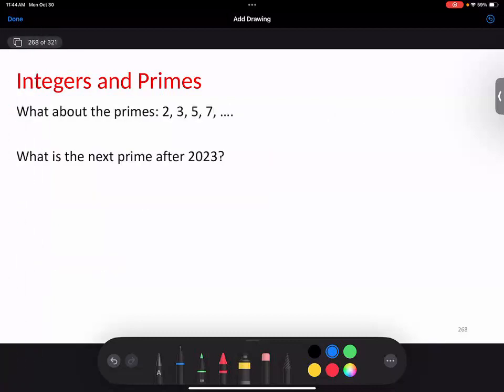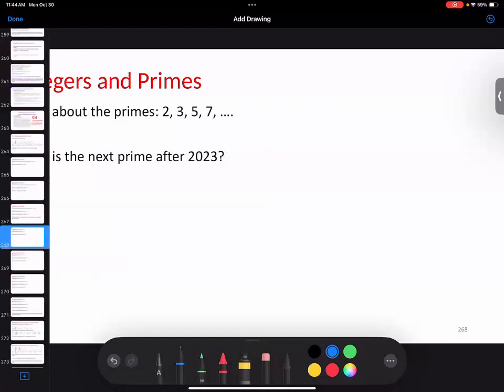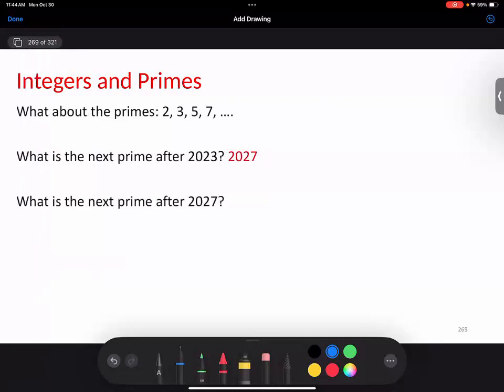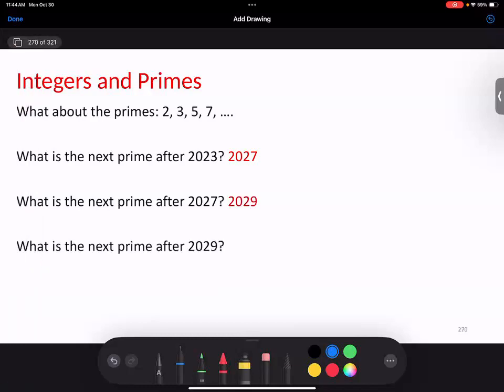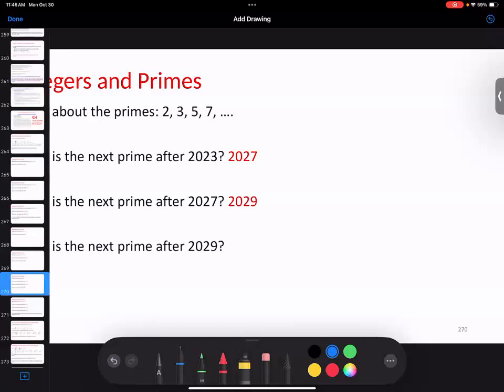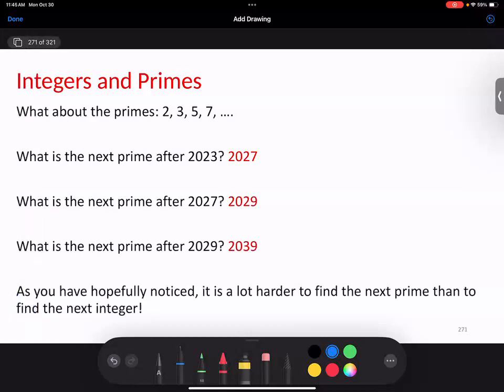Okay, what about the next prime after 2023? If you're taking the Putnam this year, you should know that the next prime is 2027. It's always good to know what number near the year you're taking it is prime. After 2027, 2029 is actually a twin prime pair, and so we luck out. It gets harder after that. For the next one, we have to go a little bit further, 2039.